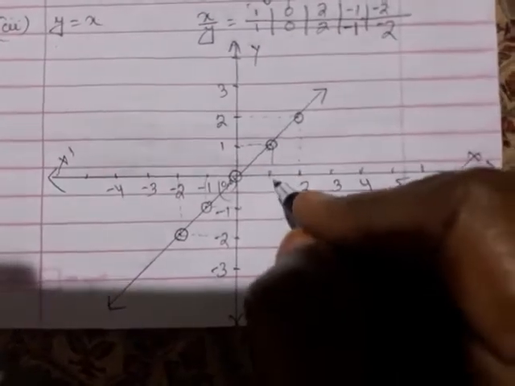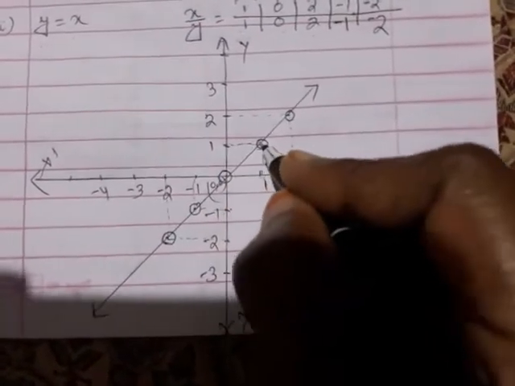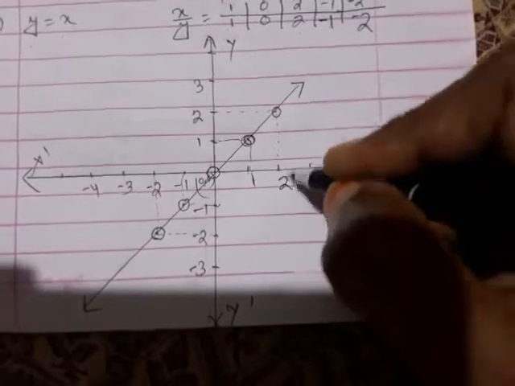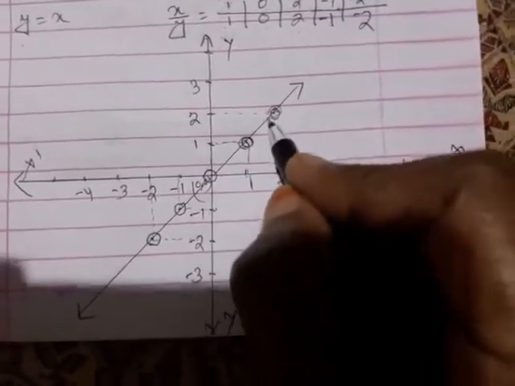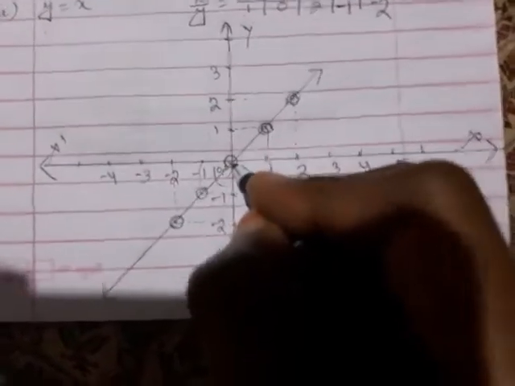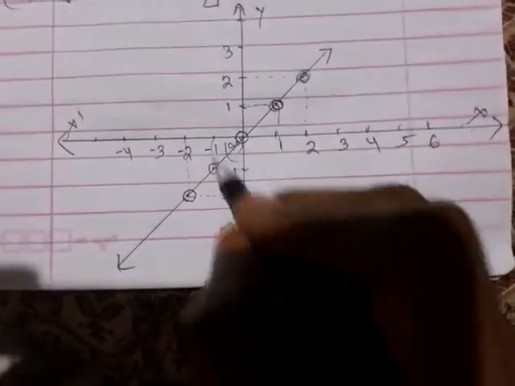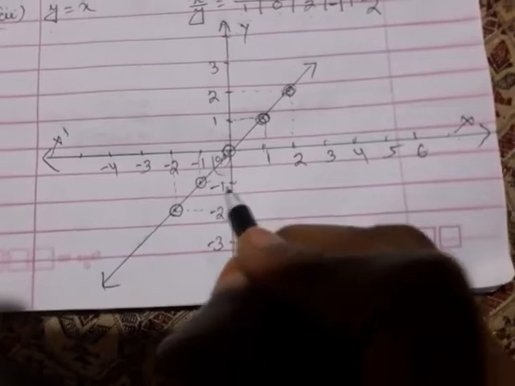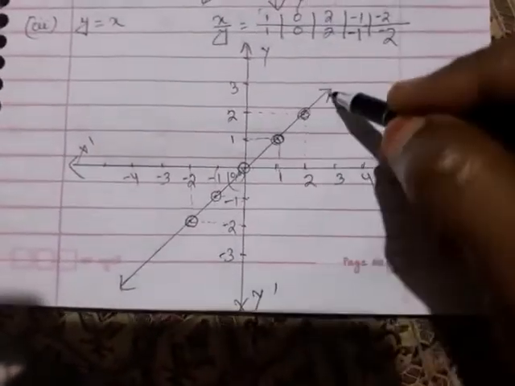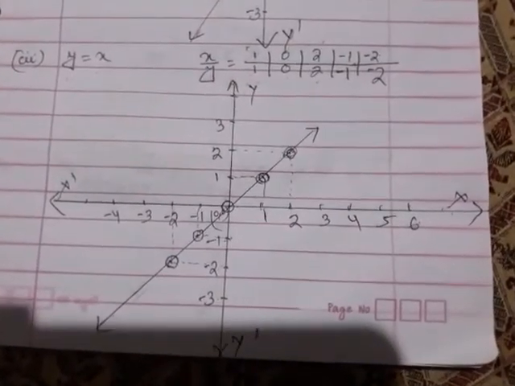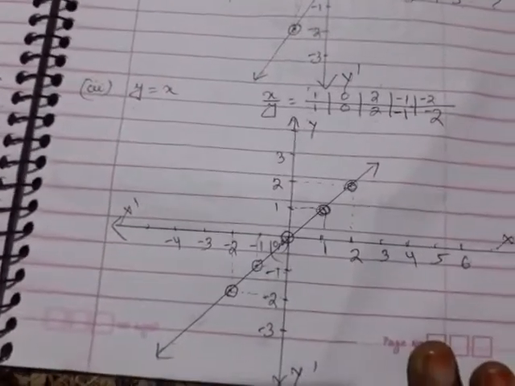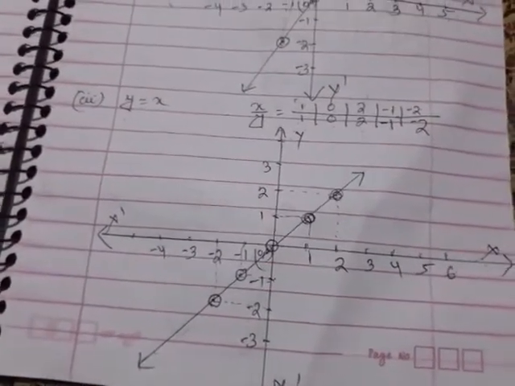1 1, x axis 1, y axis 1, this point. 2 2, x axis 2, y axis 2, this point. 0 0, this is origin. Next minus 1 minus 1, x axis minus 1, y axis minus 1, minus 2 minus 2. Join the points and draw a line. This line is y is equal to x. This completed your exercise 4.3.